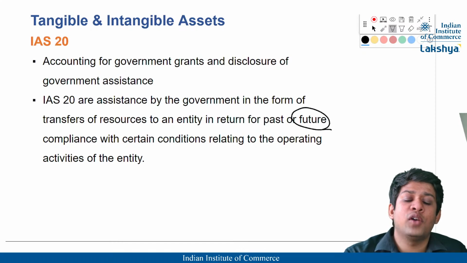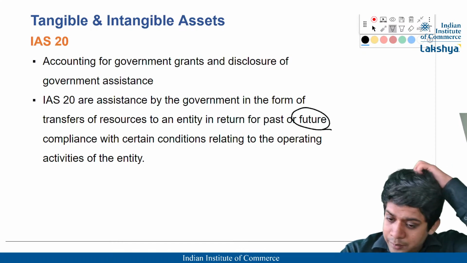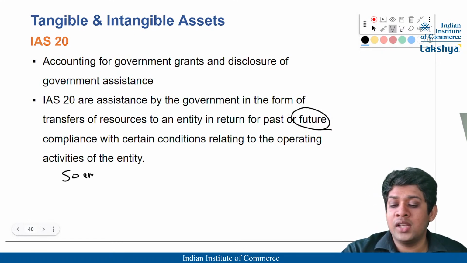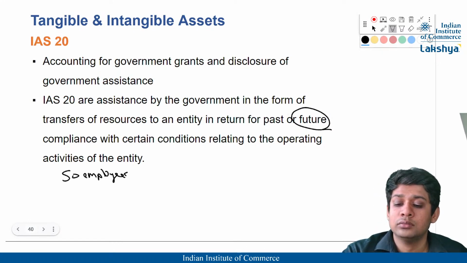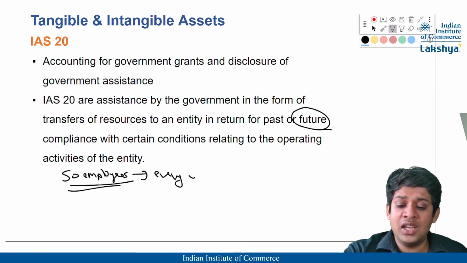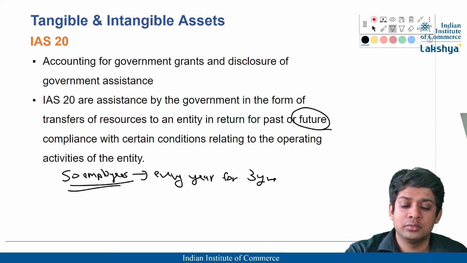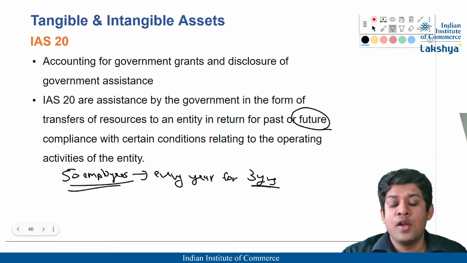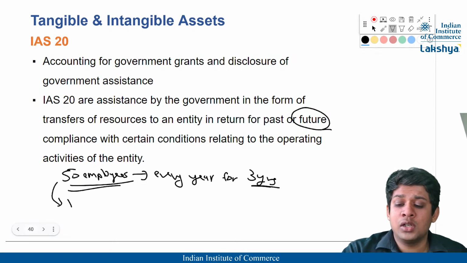And the second one would be for the future compliance. Maybe say that I told the government that I will hire 50 employees into my business every year for a period of 3 years. Okay. I will hire 50 employees every year into my business for a period of 3 years from certain rural areas so that they get employment opportunities. Okay.